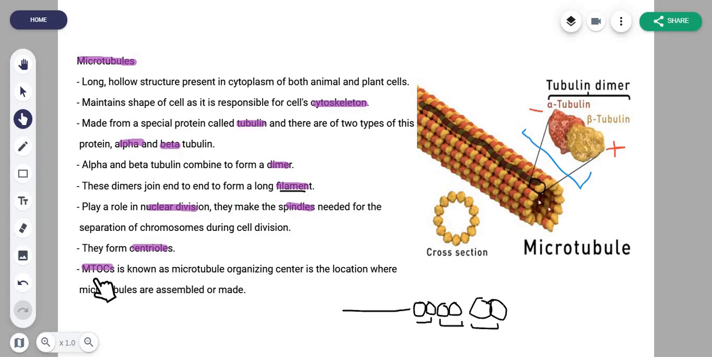What are MTOCs? MTOCs, known as microtubule organizing centers, are the locations where microtubules are made or destroyed as per the need, right? They can be anywhere in the cell, usually closer to the nucleus.